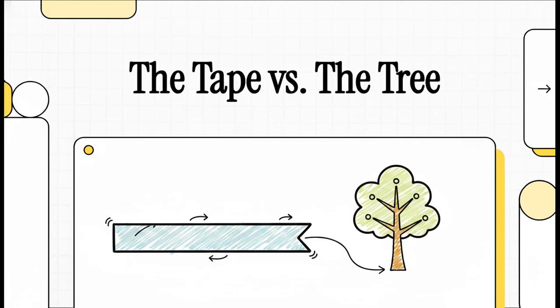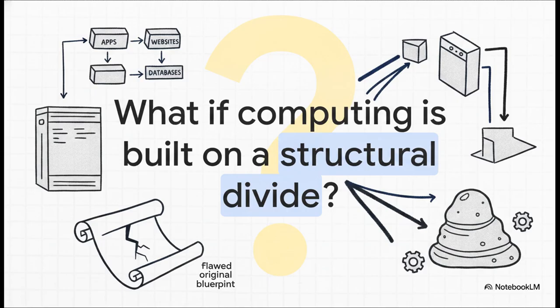Today, we're jumping right into a fundamental conflict at the absolute heart of computer science. We're talking about a structural divide that has essentially dictated how software is built for nearly a century. And we'll look at how a radical new approach might just rewrite those rules. We are talking about the tape versus the tree. So let's get started. Okay, let's dive into this.